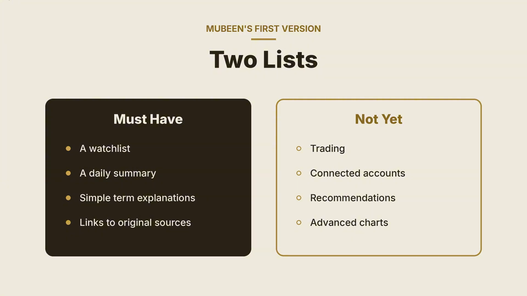For Mubeen, the must-have list is a watch list, a personalized daily summary, simple explanations of financial terms, and links to the original sources. Everything else goes in not yet. For your own app, create two lists, must have and not yet. Your must-have list should include only what the app needs to deliver its main value. Everything else goes in not yet.